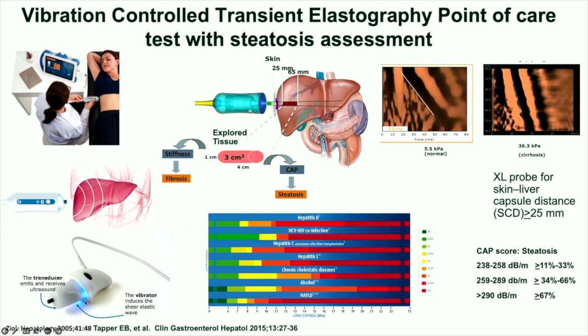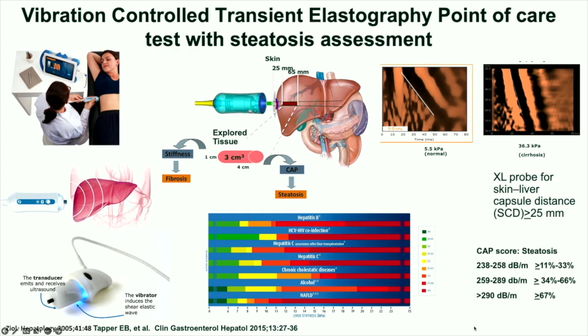You have the transducer and the vibrator, and you get this very nice output here. There's an extra large probe if the skin-liver capsule distance is greater than 25 millimeters, 2.5 centimeters. And what this generates is a fibrosis score, and because it can measure the extinction of the wave as well, you get a nice assessment of what they call the controlled attenuation parameter. This gives you an approximation of steatosis as well.